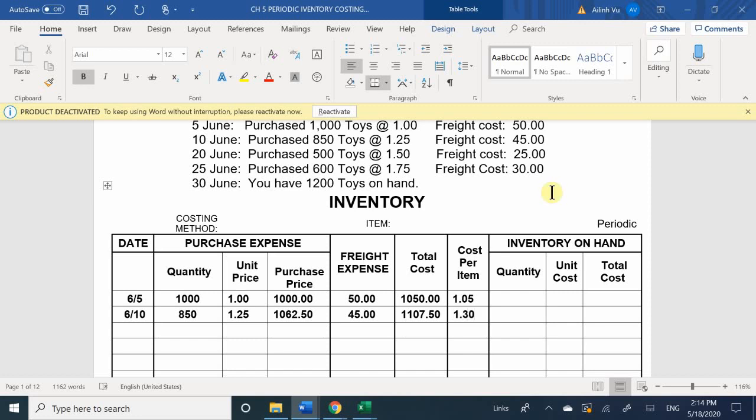$1.30. Is that rounded? Yeah, it's rounded. That's what my calculator told me. Perfect. Yeah, it's been rounded down.